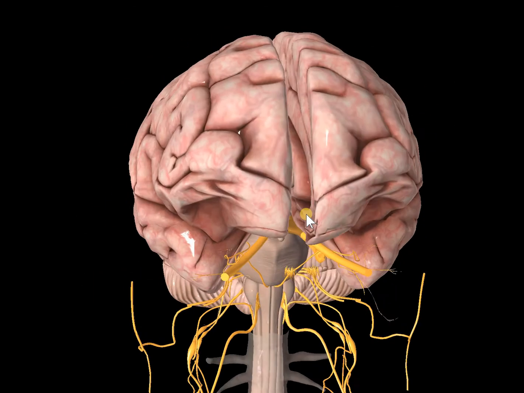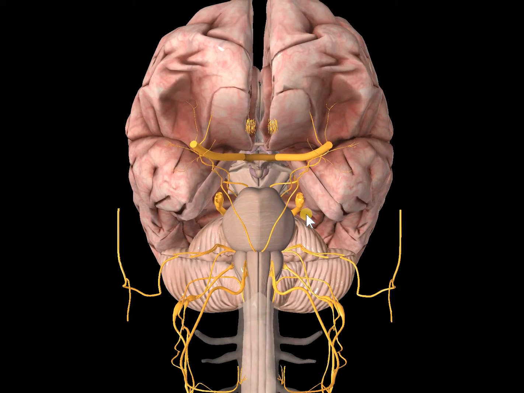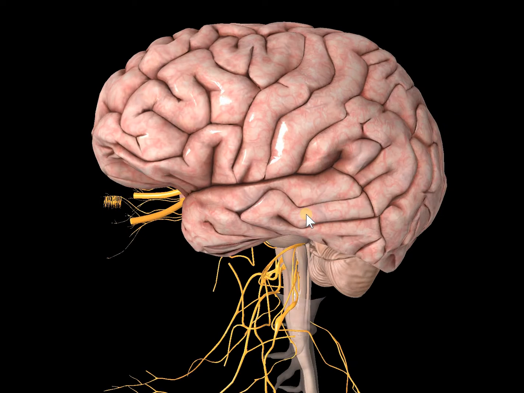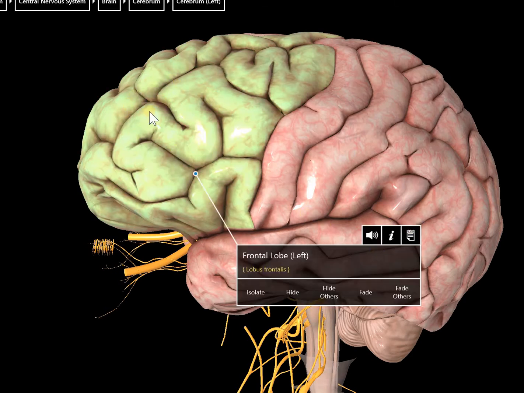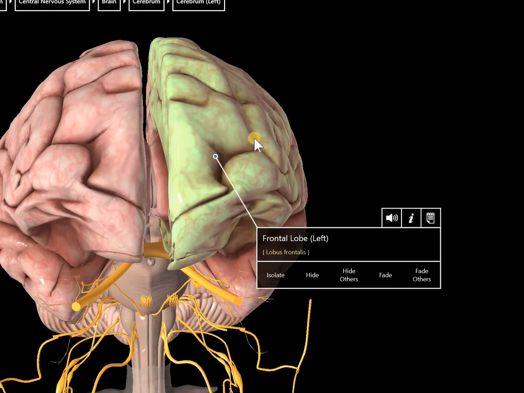You can also see that the yellow represents the nerves and cranial nerves. All right, the different lobes of the brain. We'll start here with the frontal lobe. So this is the anterior side of the brain. We're also looking at a lateral view here. This would be a frontal view.